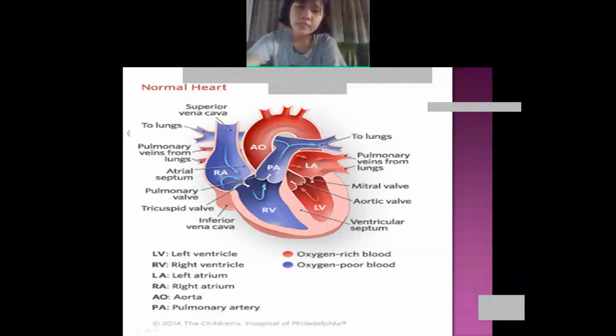Then again it will go up. Where will it go up? To the pulmonary artery. Understand? But before entering the pulmonary artery, there is a door or a pathway which is known as the pulmonary valve.